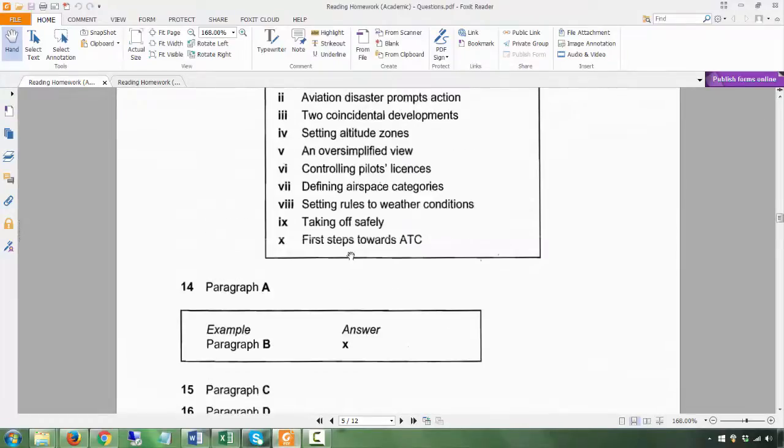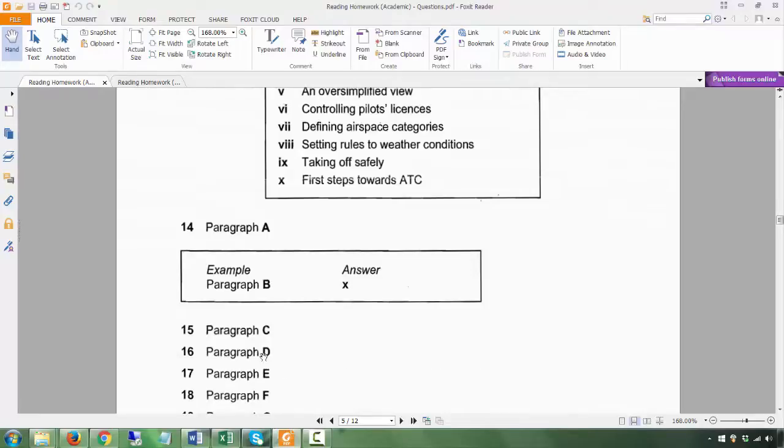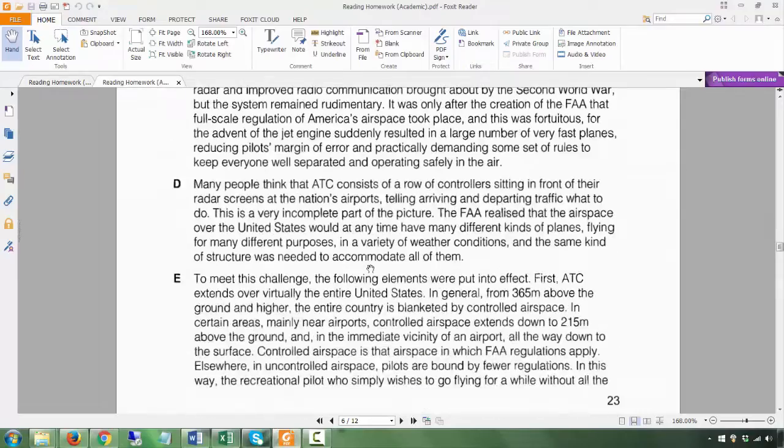Paragraph D, the answer would be 5, an oversimplified view. Okay, oversimplified. You make it seem so simple. All right, it's actually more complicated than that. In paragraph D, the answer is oversimplified view. So let's see paragraph D. Many people think that blah blah blah. Many people think this is a very incomplete part of the picture. Okay, so this is your opinion, your view is not complete. It's too simple. It's not complex enough.